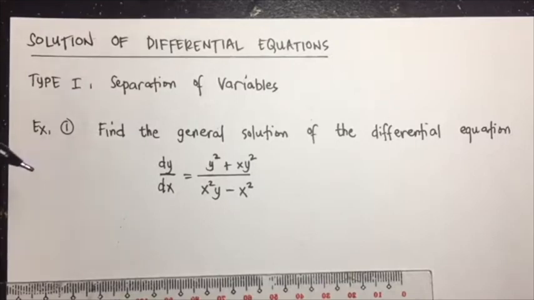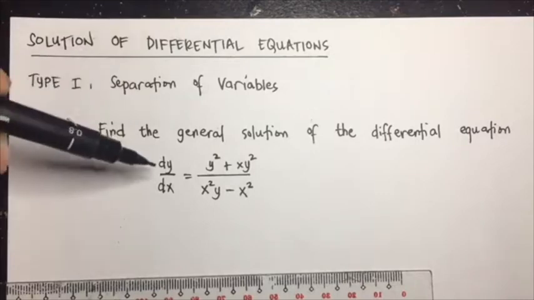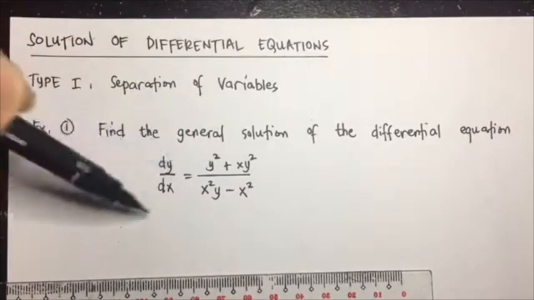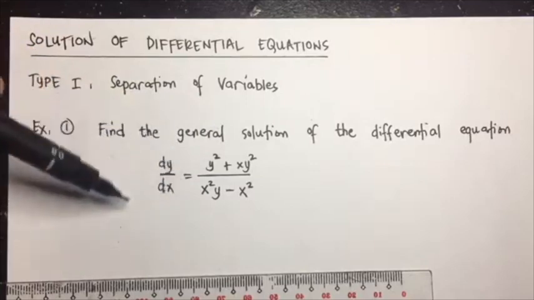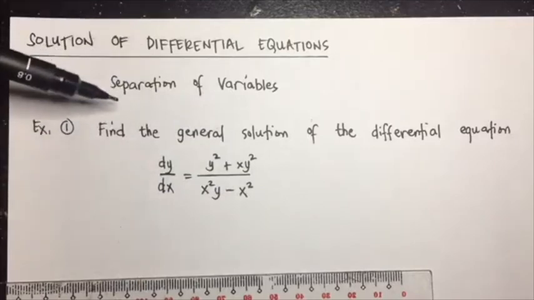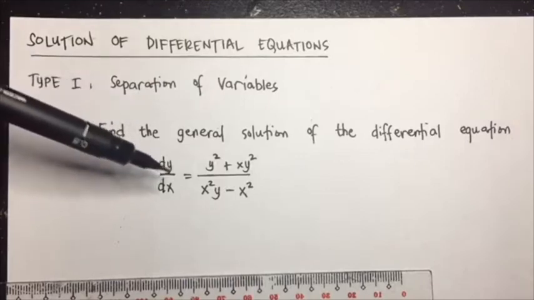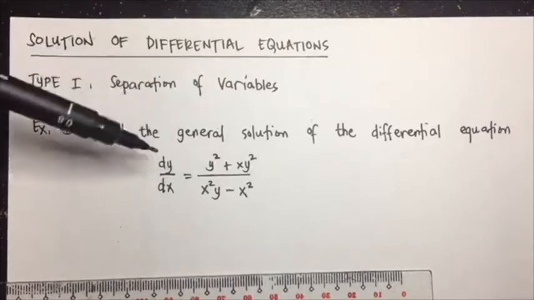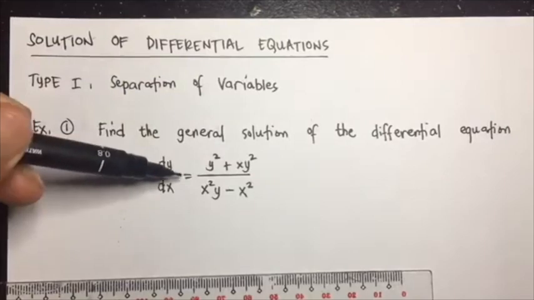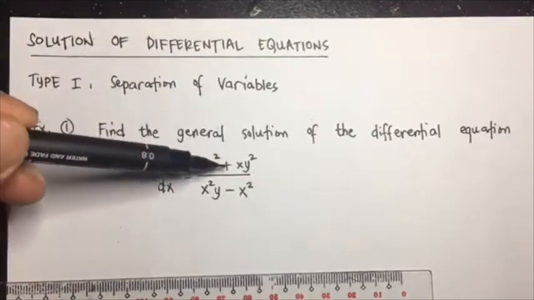Of course, we will be using our knowledge of algebra. We will express this in terms of a term containing the y variable only and another term containing the x variable only. That's why it's called separation of variables. In that way, if the variables are already separated, then we can integrate each term individually to get the general solution.